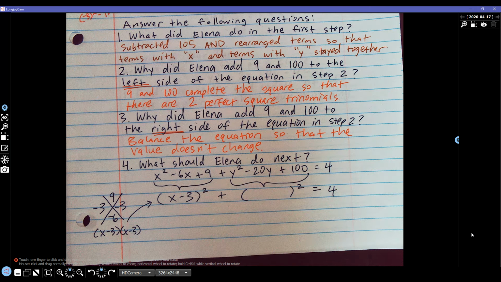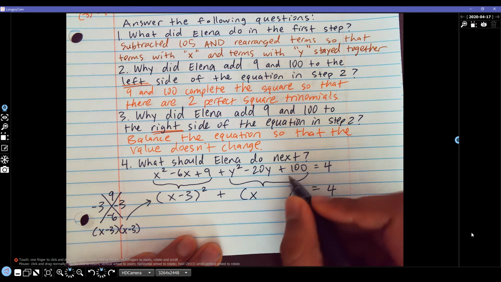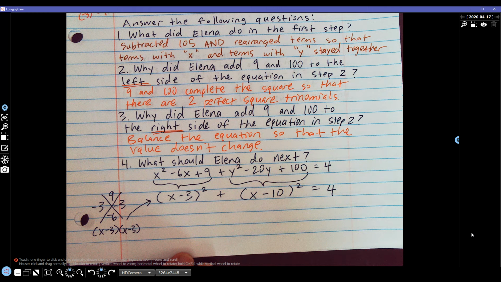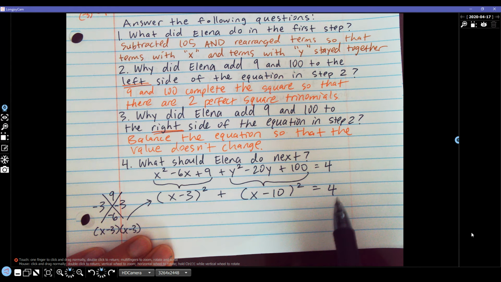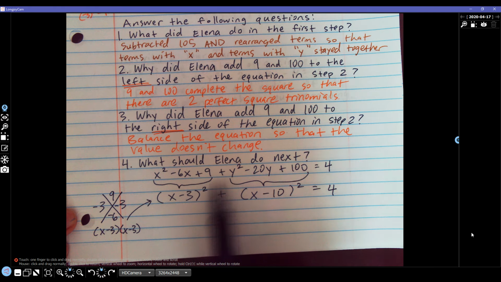Okay. For the second part of this, we've got y squared minus 20y plus 100. So we want to think about two numbers that multiply to 100 and combine to get negative 20. So I know that 10 times 10 is 100, but I need those two numbers to combine to get negative 20. So it's going to be negative 10 in here. Okay, so our final equation we've written is x minus 3 squared plus y minus 10, the whole squared, is equal to 4. So we've just written our equation from our general form into our standard form.